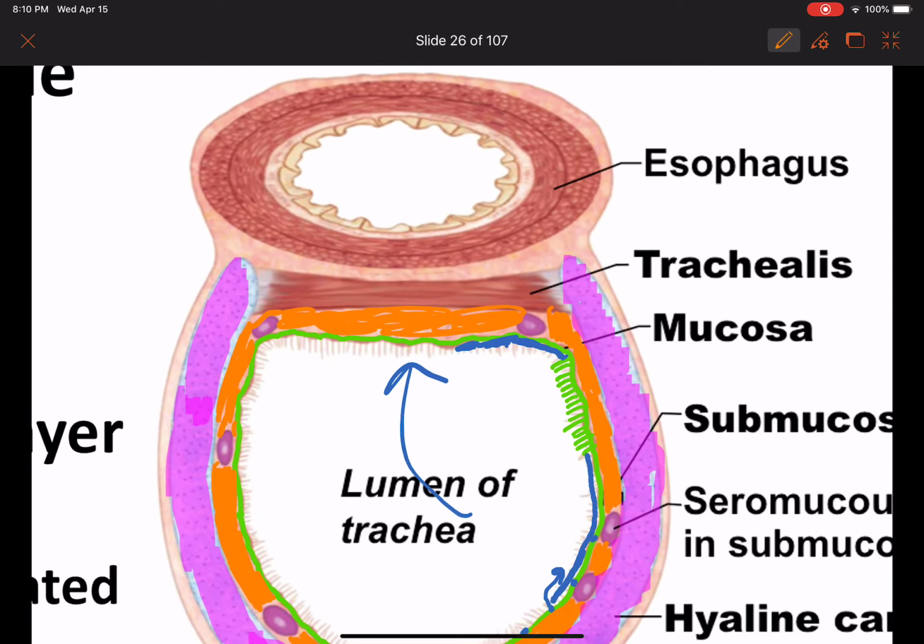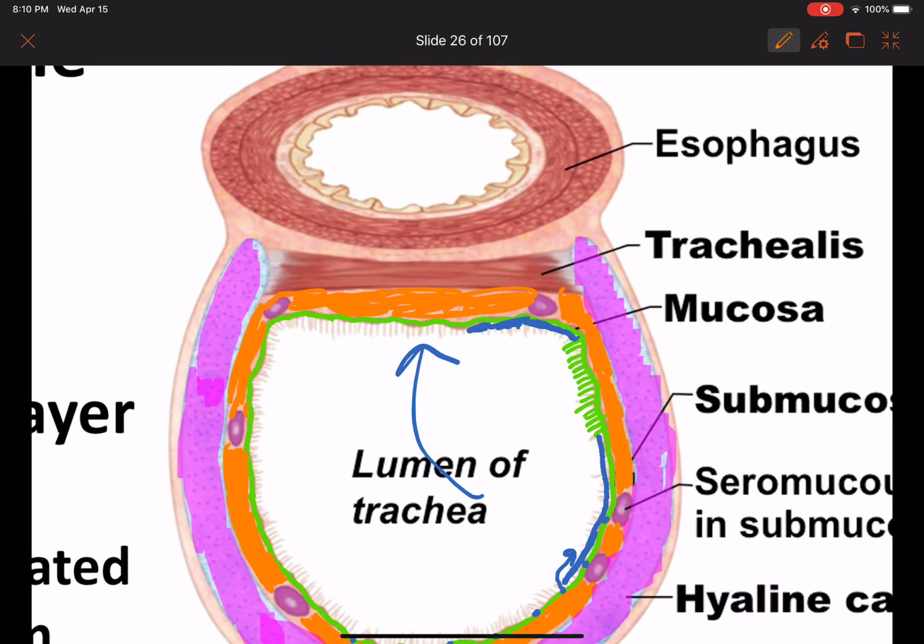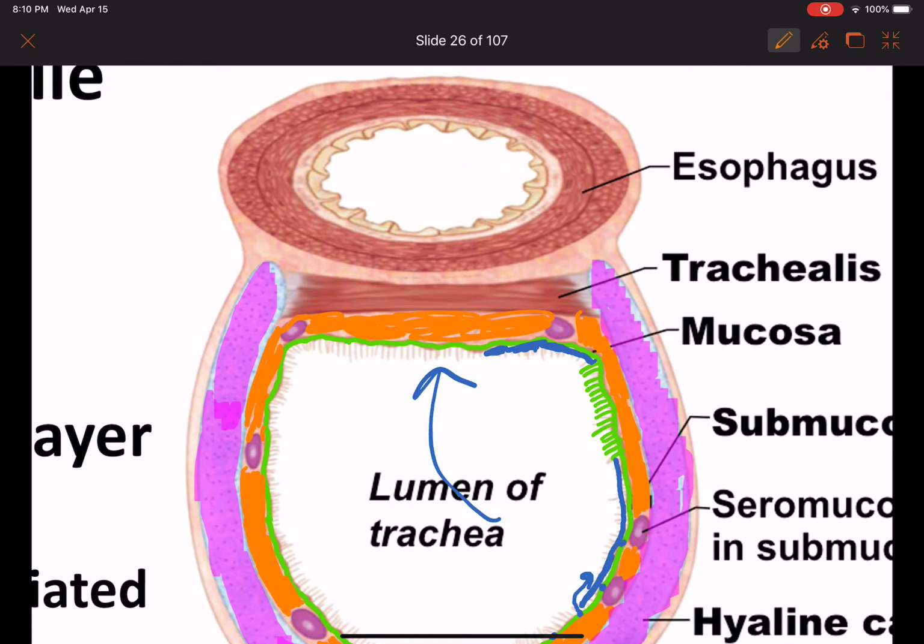Now, I want to turn your attention to the back of the trachea. You'll notice that these cartilaginous rings abruptly end at the back. The cartilaginous rings do not completely surround the trachea; instead, you see them replaced with this muscle called the trachealis muscle. Trachealis muscle is actually smooth muscle, and it separates the trachea from the esophagus behind it.